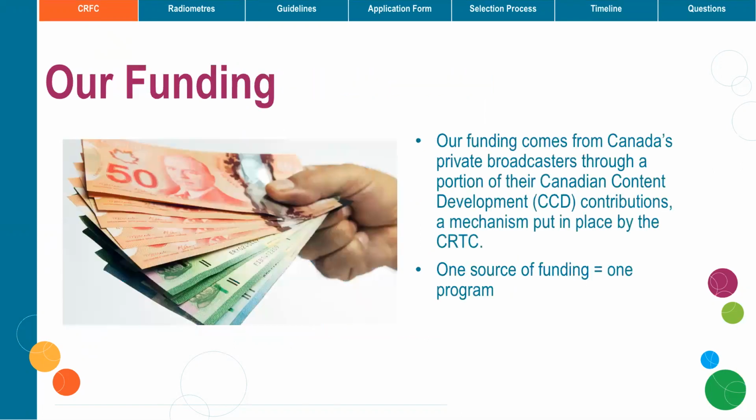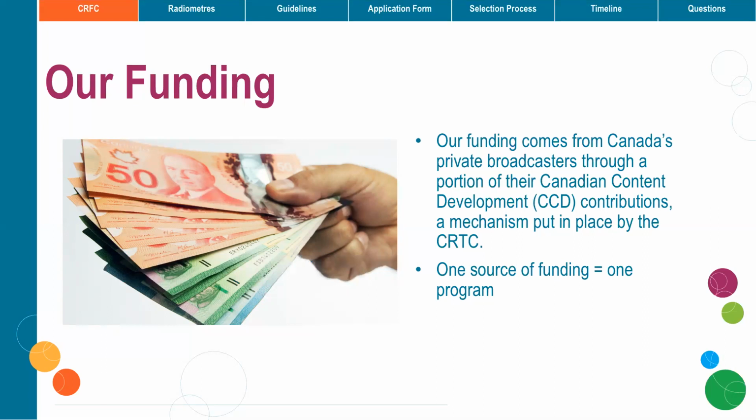So where does our funding come from? It almost comes entirely from private broadcasters through their financial contributions for Canadian content development, so the CCD, a mechanism established by the CRTC. As mentioned by the CRTC, CCD funding is intended to support volunteers, community programming, and participation, and should focus on improving programming and training volunteers. So basically, that's what we can fund.